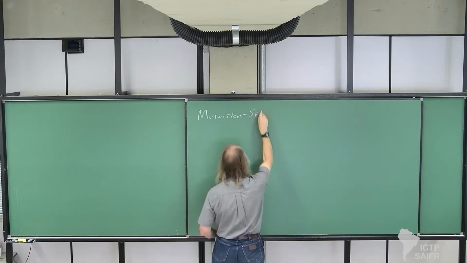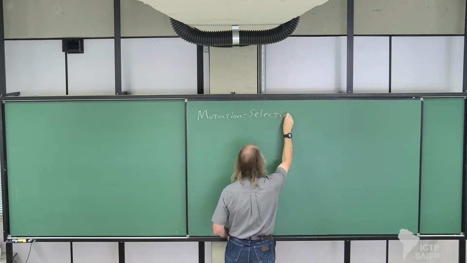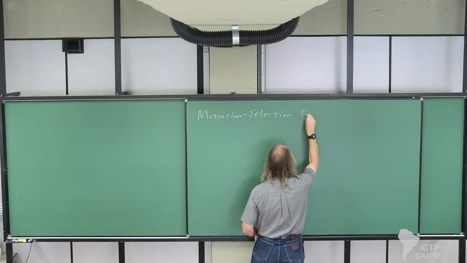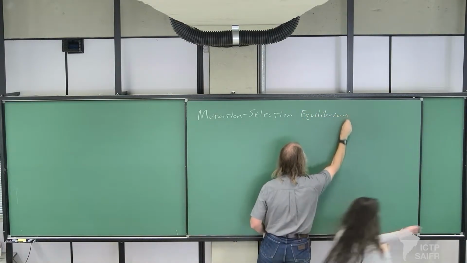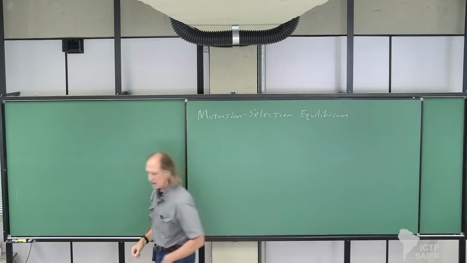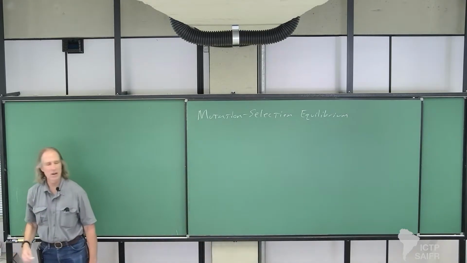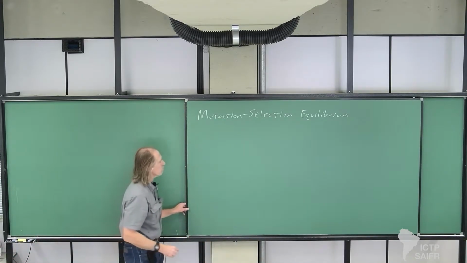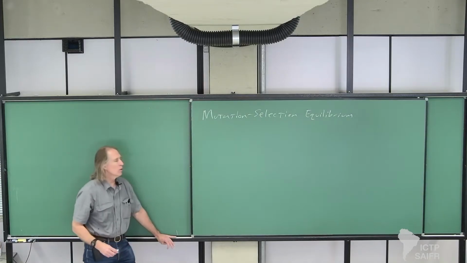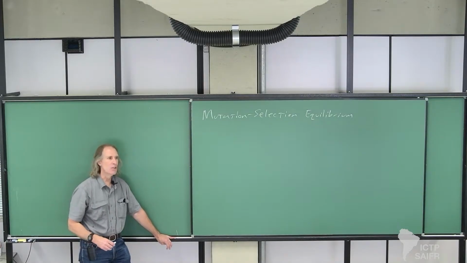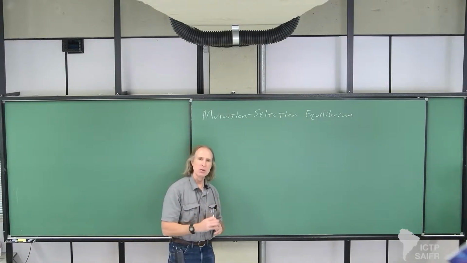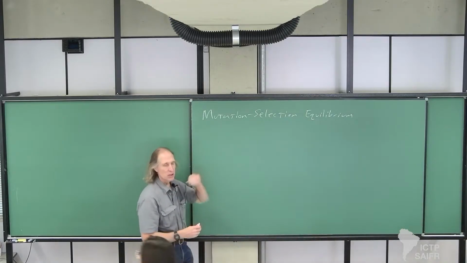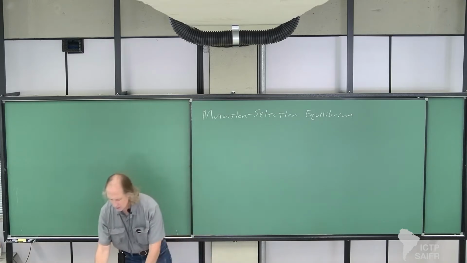selection equilibrium. Properly, it's not really an equilibrium. It's more of a non-equilibrium steady state because there's a distribution of states and you sort of wander around in that distribution of states. But the term that's used by population geneticists is mutation selection equilibrium.